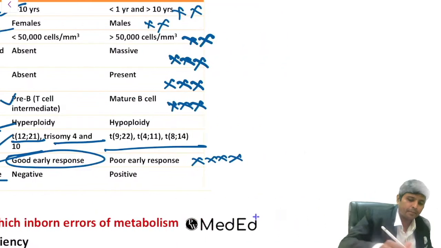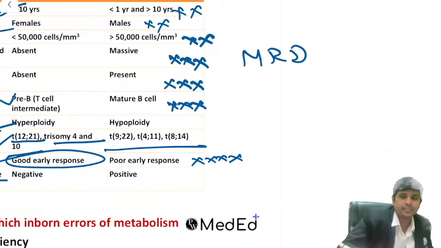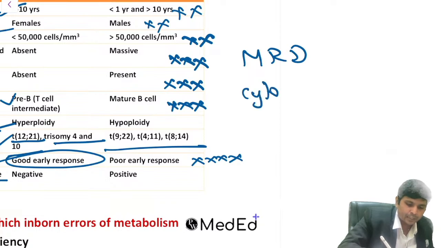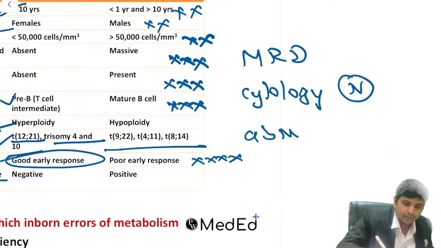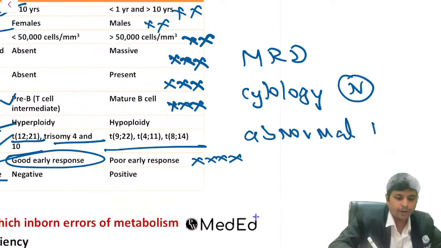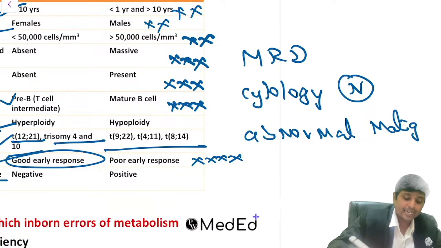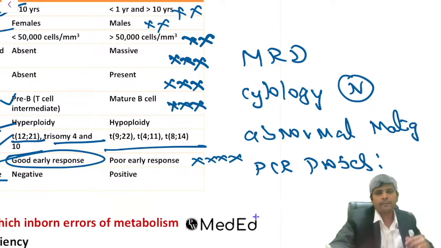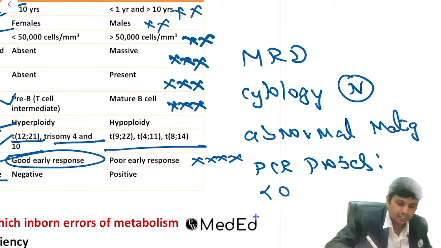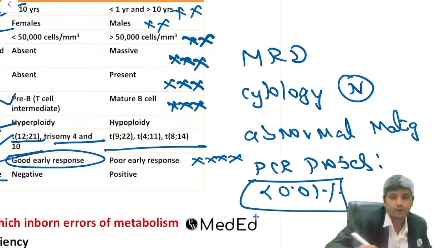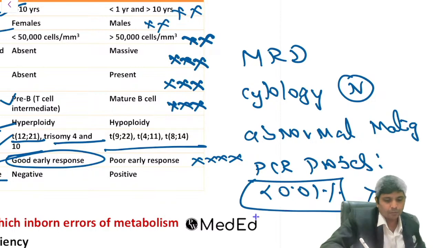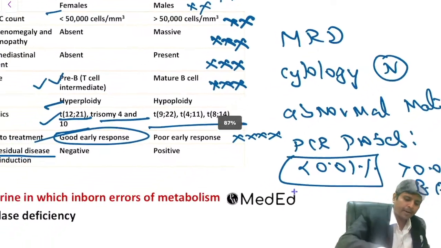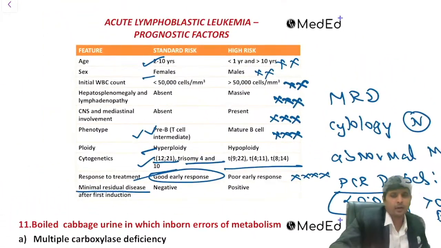What is meant by minimal residual disease? MRD. Minimal residual disease. Here cytology will be normal, whereas abnormal malignant cells are detected by means of PCR probes. If the value is less than 0.01%, it is a good prognosis, and values of more than 0.01% is a bad prognosis.